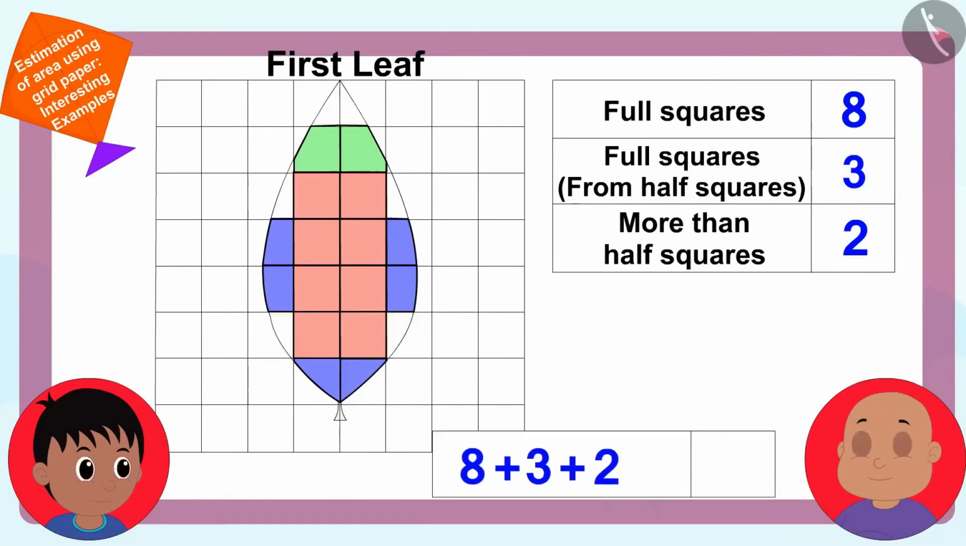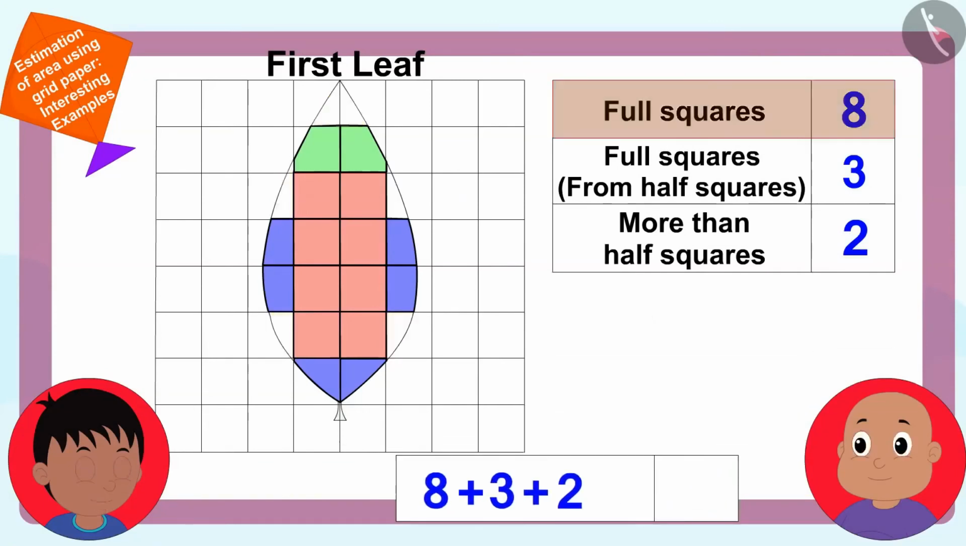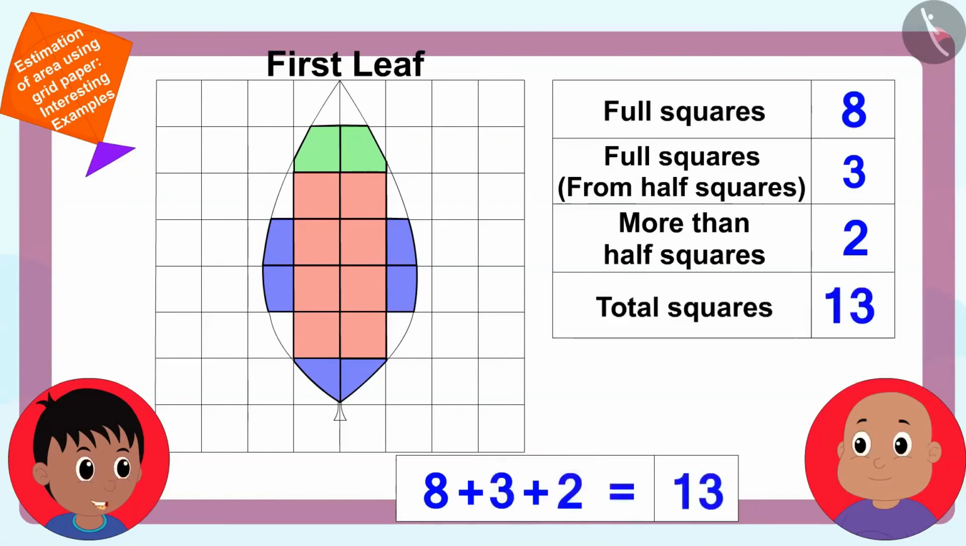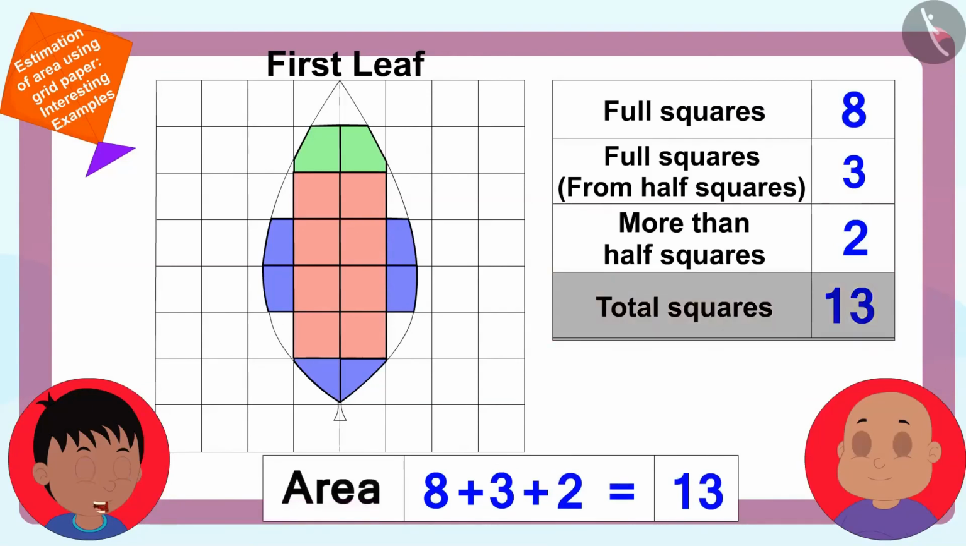Now look, Bablu. The area of the first leaf has a total of 8 add 3 plus 2 or 13 squares. In other words, there are 13 squares in the area of the first leaf.